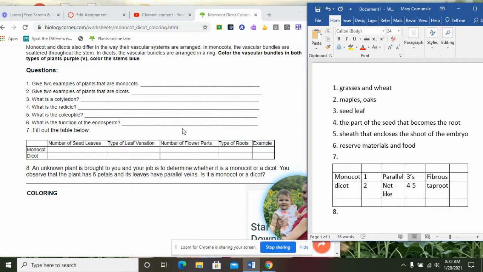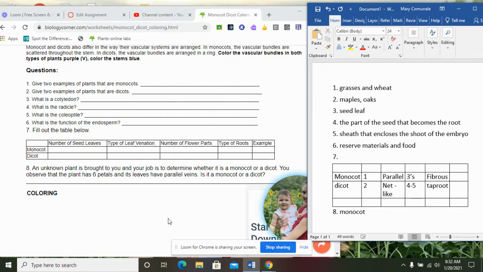An unknown plant is brought to you, and your job is to determine whether it is a monocot or a dicot. You observe that the plant has 6 petals and its leaves have parallel veins. Is it a monocot or a dicot? So looking at our table here, we see that if it's in leaf or petals of 3, so 3, 6, 9, it would be monocot along with parallel leaves.